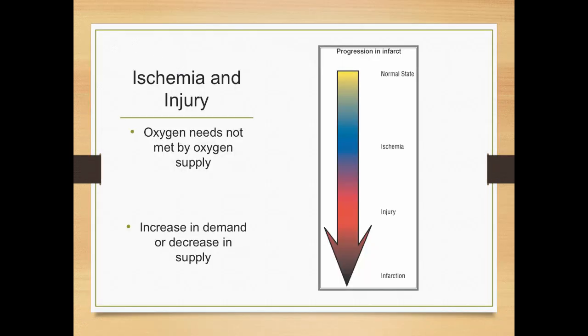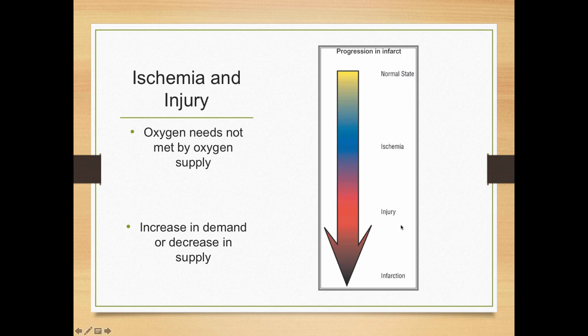First thing we need to discuss is that there is a continuum. There is a gradient of injury, a gradient of infarct. So we start up at the top. That's our normal state. And we've got this cardiac muscle. And in this normal state, our heart, our cardiac muscle, is getting the oxygen supply that it needs to meet its demand.